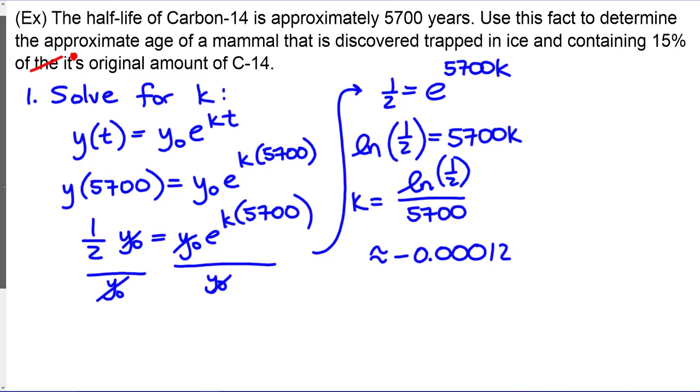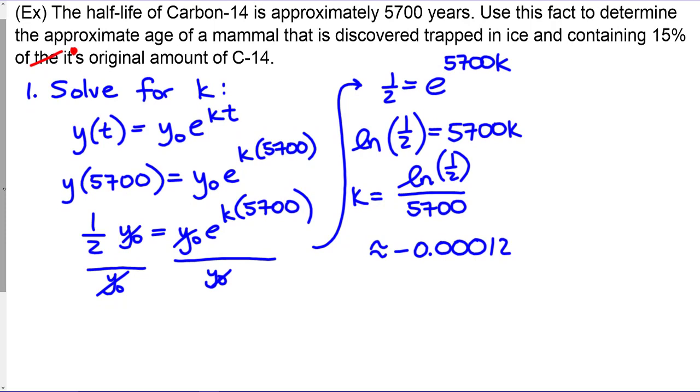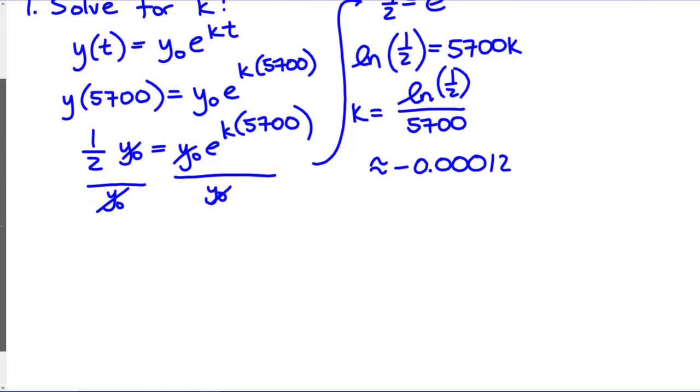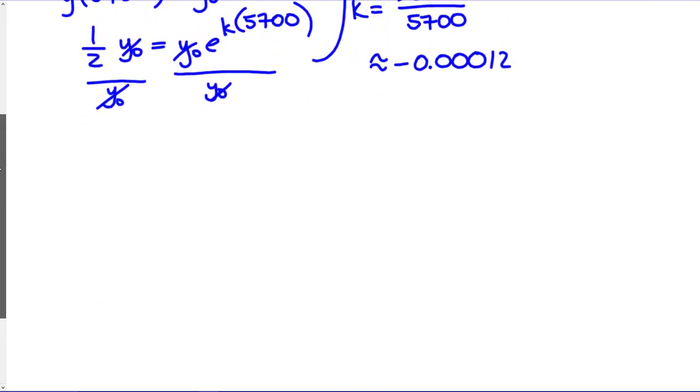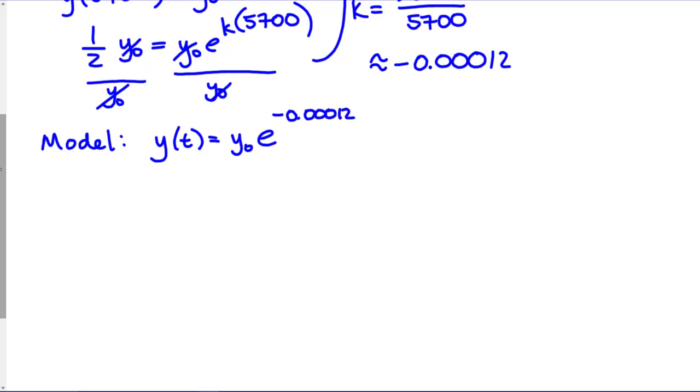Now let's go on to the next part of this problem, which is to determine the approximate age of this mammal that was trapped in ice. In order to do that, we need to take what we just learned and plug that into our model. So our model now looks like y of t equals y sub 0, we still don't know that original amount of carbon-14, e to the negative 0.00012 t.